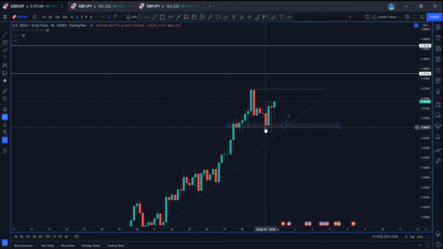So USD will be due for a pullback. What can happen is it can consolidate here a little bit, and if there is a break of structure in a lower time frame, we'll be looking for long entries. So this zone is important, guys. If it is making consolidation here and you are able to see some kind of engulfing candle in the 1 hour time frame, I'll be looking for long entries in USD CHF.